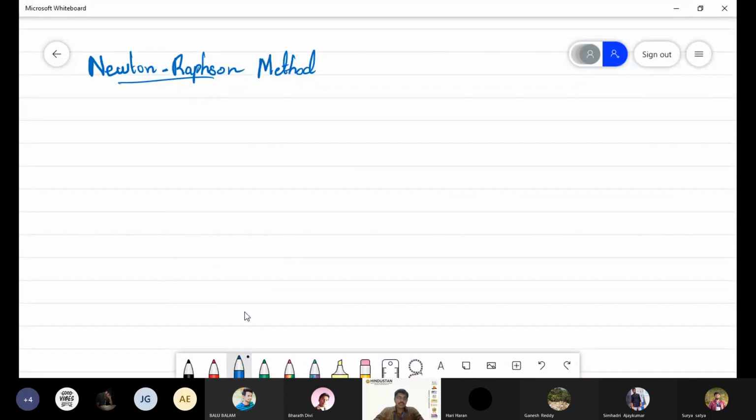So I hope you are able to see my screen. That is the Newton-Raphson method. So let us solve a 3-bus system. It will be much easier for you to understand, since the calculation is very complex. We are not going for a bigger bus system. That is a 3-bus system for understanding purposes.